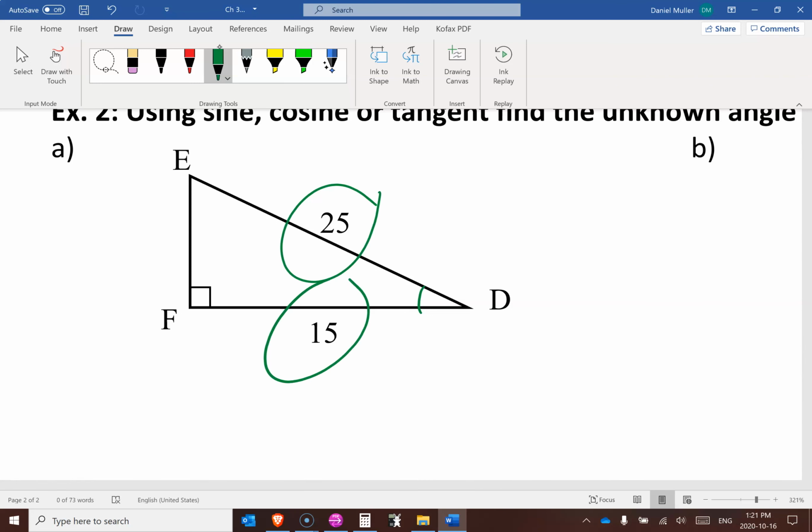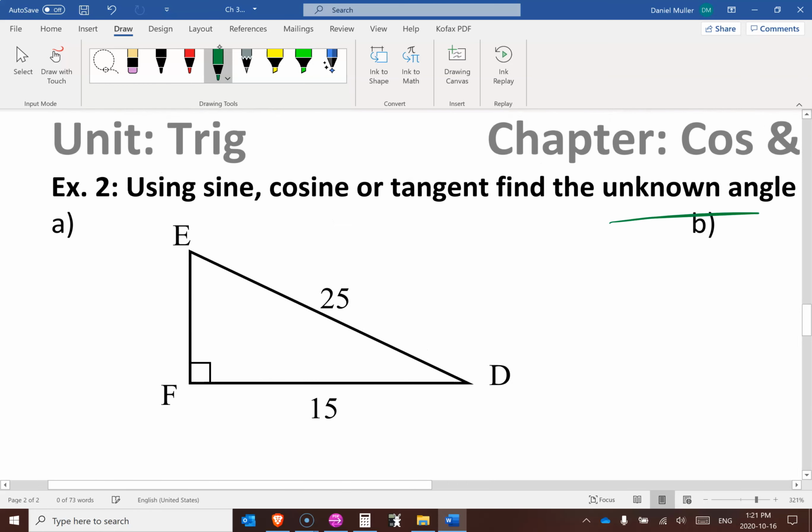I've told you before, I'm always going to give you at least two pieces of information in order for you to find the third. And so I've already got the two sides, meaning the angle needs to be found, but also it just says find the angle. So let's actually try that right now.